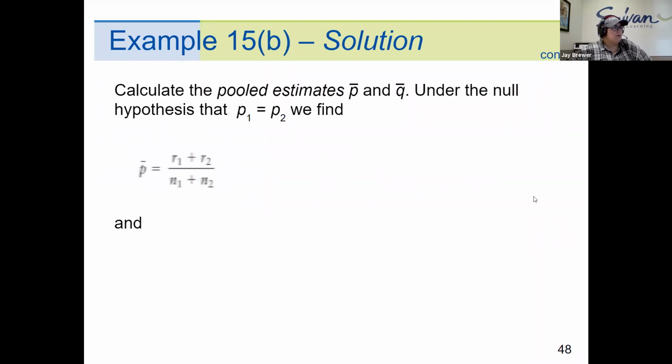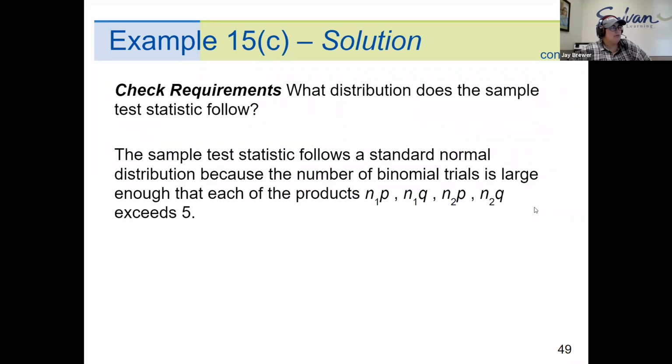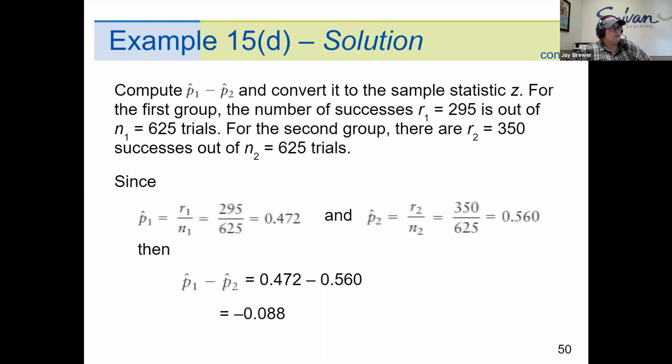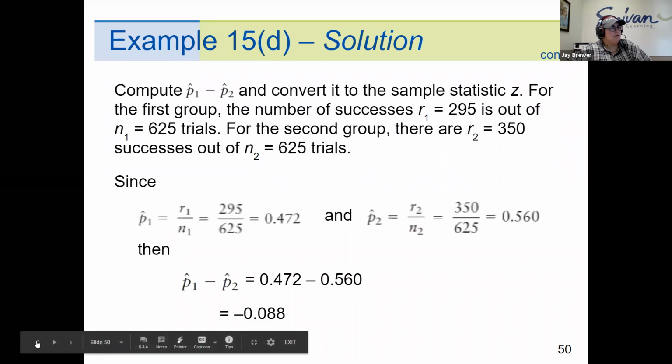All right, that's a little bit blurry to read, but that is, again, your R sub 1 plus R sub 2 over N sub 1 plus N sub 2. Plug everything in, and you get a P bar of 0.516. So then Q bar will be 0.484. Check your requirements. Find your P hat. Okay, everything there, you got that.